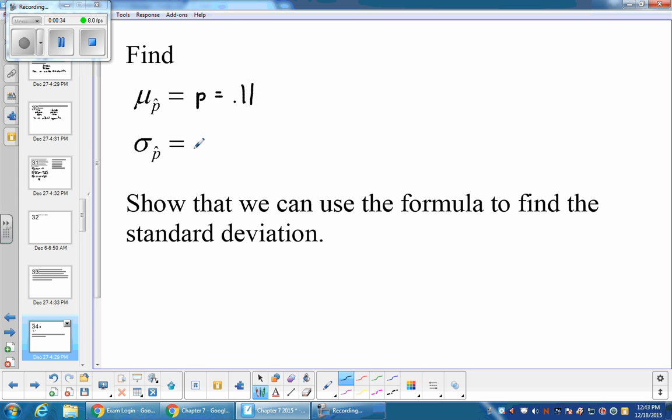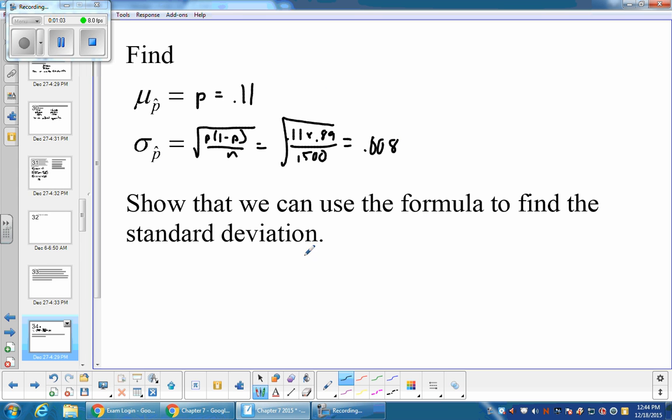The standard deviation of p hat is the square root of p times 1 minus p over n, so that's 0.11 times 0.89 over 1,500, and we take the square root. Now when I did that, let's try it again. That's 0.008.